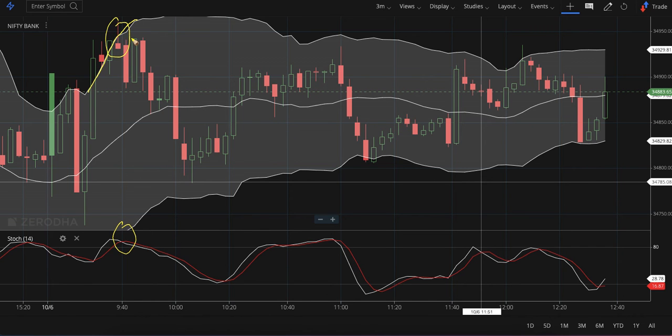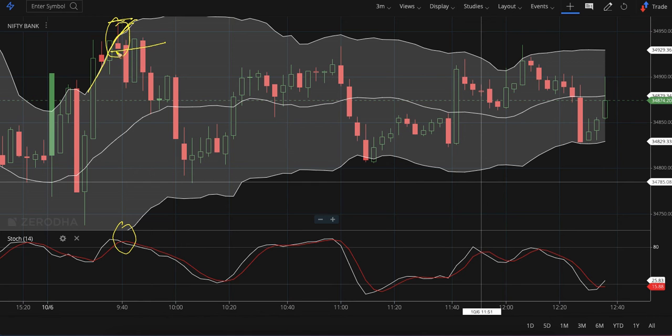So there are three things which we have for the confirmed trade. First is this candlestick formation at the resistance level. Second is this stochastic crossover in the overbought area, right? So with this confirmation, we can initiate the trade here, with either the upper Bollinger Band as stop loss or the high of the shooting star as stop loss, right?